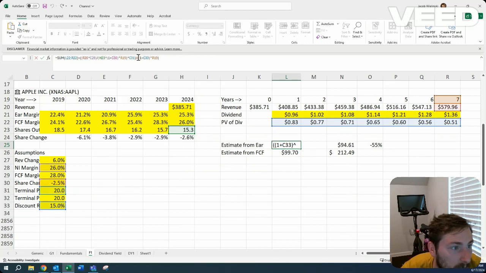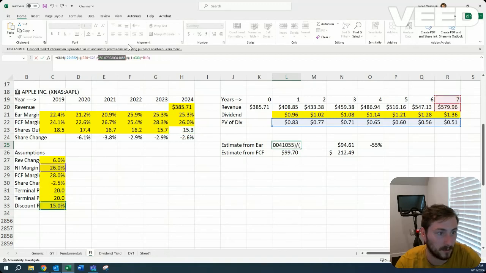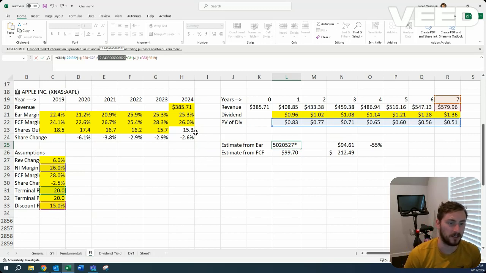So if we just take the number of shares outstanding, we see that currently there's 15.3 billion shares outstanding. I'm assuming at the end of 7 years, based on them buying 2.5% of their shares per year, it's going to diminish down to 12.8.